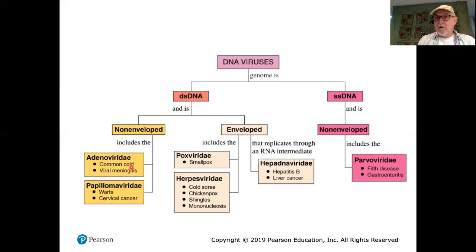Adenoviruses, otherwise, cause a wide variety of diseases, most of them mild, but they can cause quite a serious viral meningitis. It's not nearly as dangerous as the bacterial meningitis that we'll hear about later, or that I've mentioned before. Viral meningitis tends to be much milder. The other group of non-enveloped double-stranded DNA viruses that we really must think about, though, are the Papilloma Viruses.